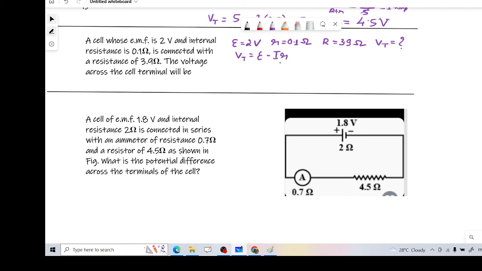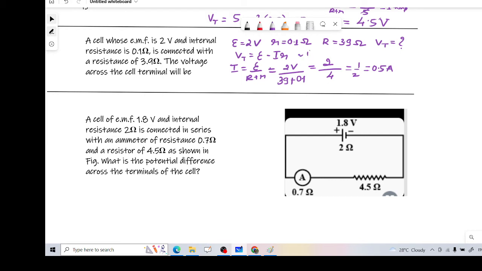This problem also matches our last problem. So here, what we first need to calculate is I. So I is E divided by R plus r. The value of E is 2 volt, and capital R is 3.9 and small r is 0.1 ohm. So 2 divided by 3.9 plus 0.1, which is 4. So 2 by 4, that is nothing but 0.5 ampere flowing in the circuit.